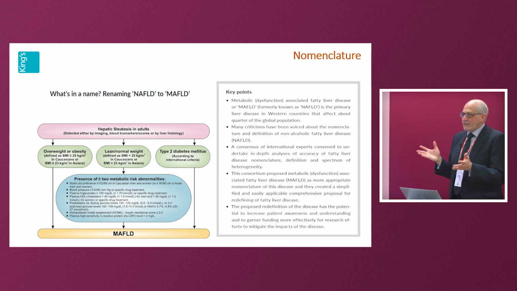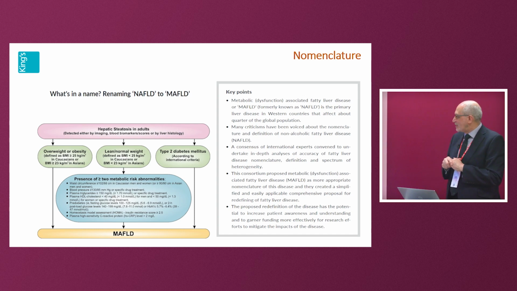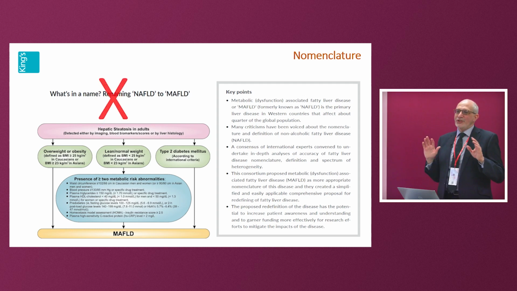Everyone's been calling it NAFLD, it rolls off the tongue, and it's the primary cause of chronic liver disease. But the international experts had an in-depth look at this and decided that it's more accurate to define the spectrum of causes and the heterogeneity by changing it to metabolic rather than non-alcoholic. So they changed it from NAFLD to MAFLD. But it's still the same group of patients, the diabetics, the overweight, that have got all this metabolic associated liver disease.